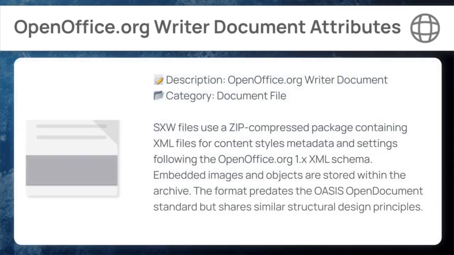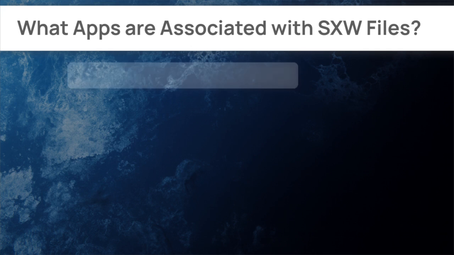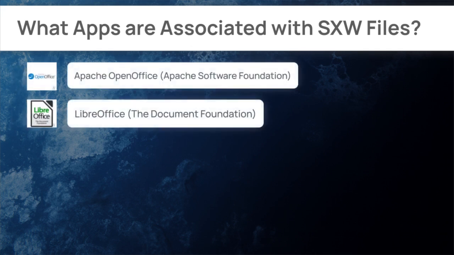SXW files use a zip compressed package containing XML files for content, styles, metadata, and settings, following the OpenOffice.org 1.x XML schema. Embedded images and objects are stored within the archive. The format predates the OASIS OpenDocument standard, but shares similar structural design principles. The tool most commonly used for creating SXW files is Apache OpenOffice by Apache Software Foundation.